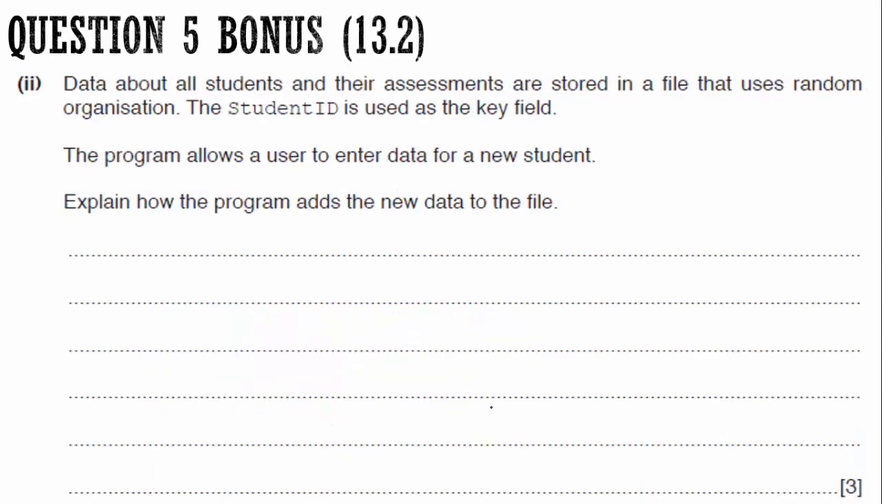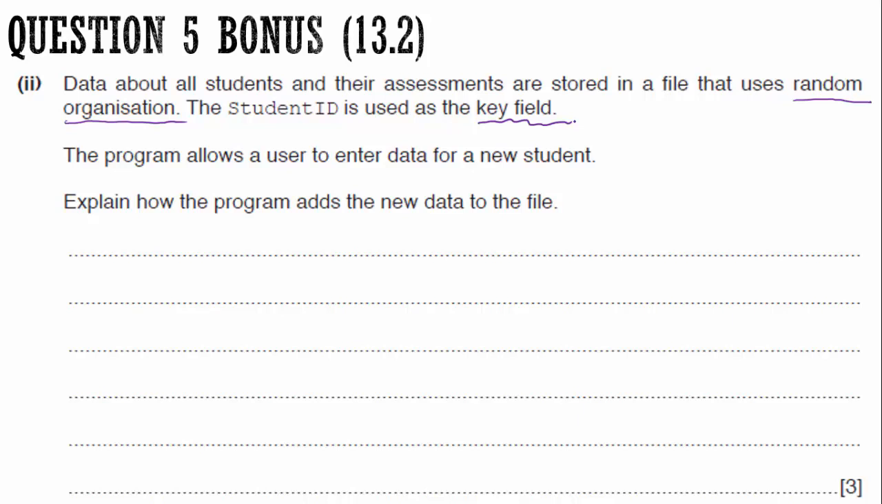I do have a bonus question for 13.2. Data about all students and their assessments are stored in a file that uses random organization. And because they tell us it's random organization, I know that hashing is going to be involved as well as some key terms. The student ID is the key field. Oh, look, they gave us one right here. Key field, that's a key term to know. The program allows the user to enter data for a new student. Explain how the program adds the new data to the file.